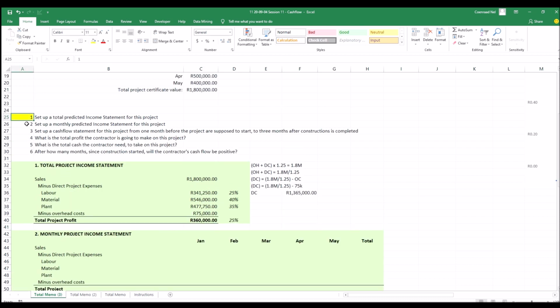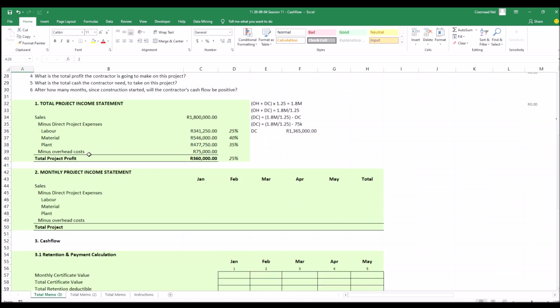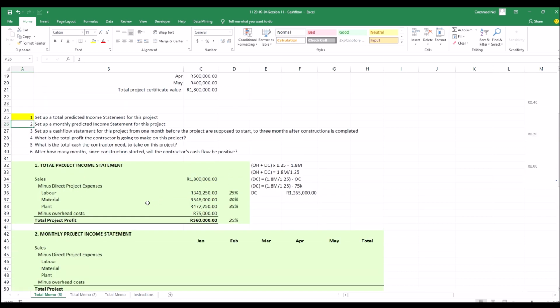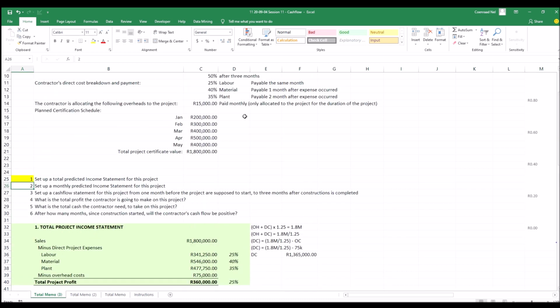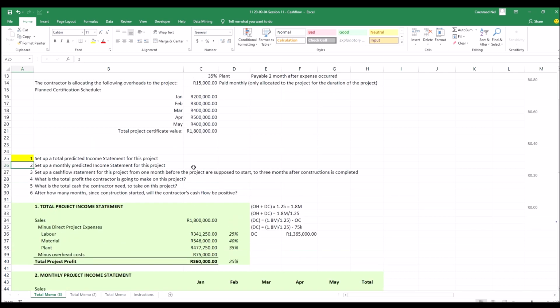Let's make it another color. Second one, they want us to do exactly the same, but for the total duration of the project. Good. So how do we do that? Again, we start with our sales, and they give us our monthly sales broken down over there.